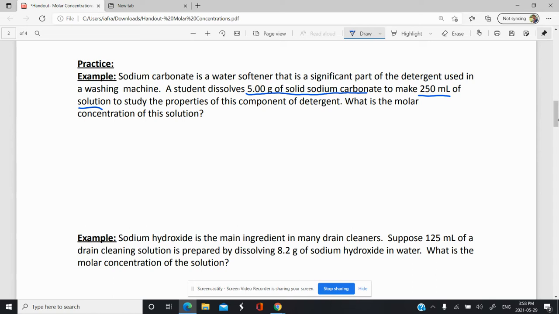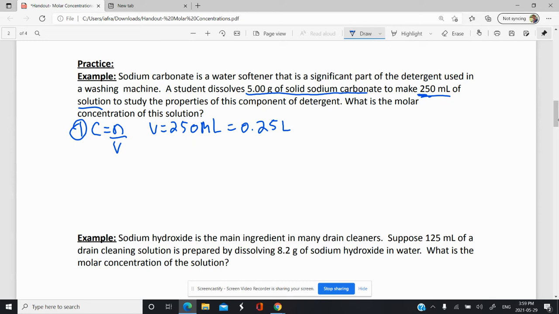So first of all, let's write out our formula. We know that C is equal to n over V. We have our volume, which is equal to 250 mL. But remember that this needs to be in liters. So divided by 1,000, that's about 0.25 liters. I'm keeping it to 2 sig figs because that's what I have here.